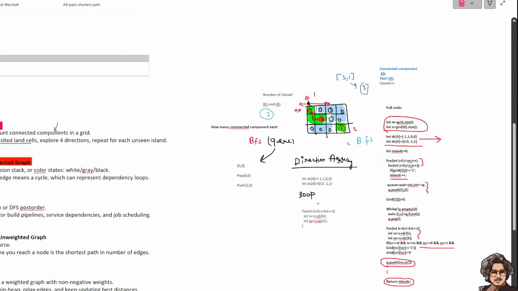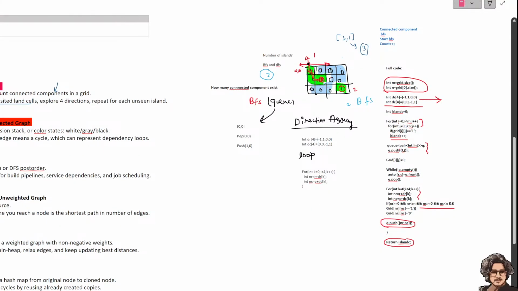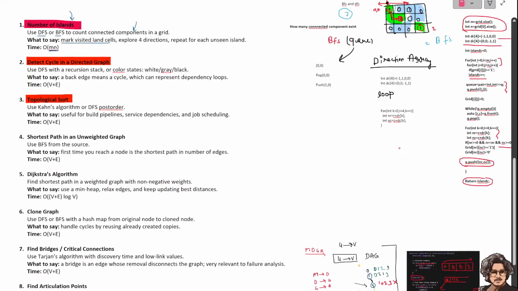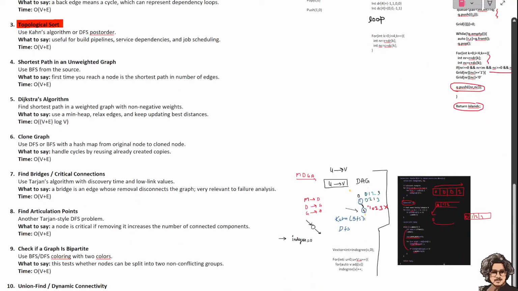We understood number of islands, cycle in a graph, and this topological sorting. In the next session we will try to cover most of the questions. We will cover all 10 questions and then move to a different data structure. Thank you for joining this session.